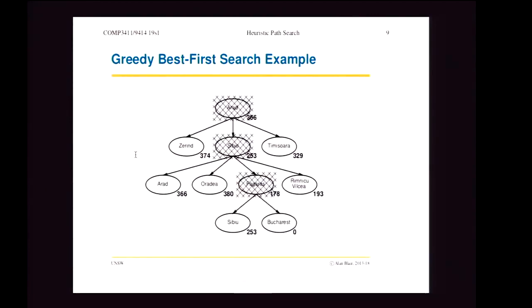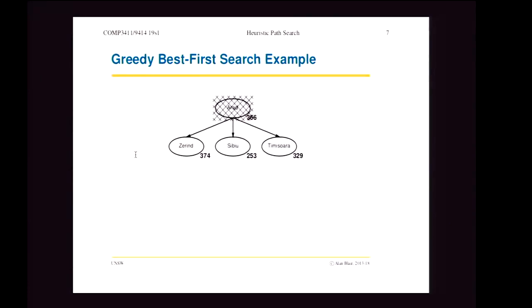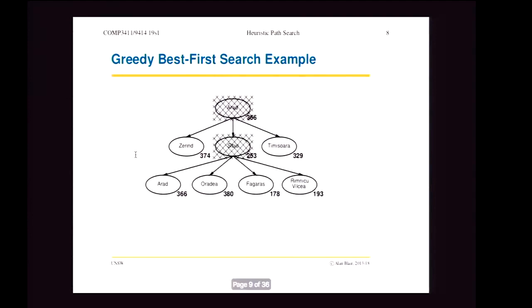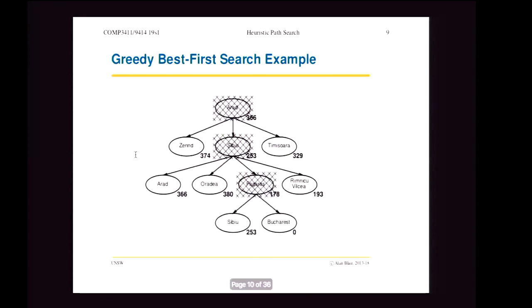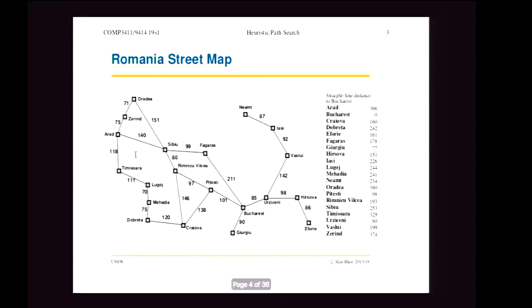So this is the example of best greedy search, and these numbers indicate those straight line distances. And here are some examples you can have a look at for yourself to see how this works. Iasi to Fagaras, and this is sort of a funny thing here. If you start in Iasi and you want to go to Fagaras, you would start out by going to Neamt because the straight line distance is shorter, but then you'd realize that's a dead end and you'd have to go back the other way.